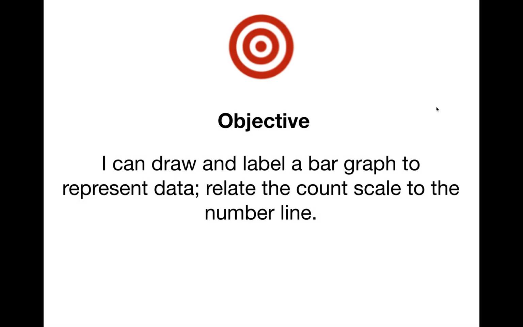So the objective for today is I can draw and label a bar graph to represent data. Relate the count scale to the number line. So this is a little bit different, right? This one mentions a bar graph, whereas we worked on picture graphs yesterday. Today we're going to be working on bar graphs, and you'll find that they're pretty similar, but they show the data in a slightly different way.